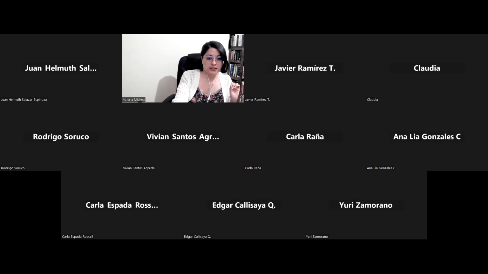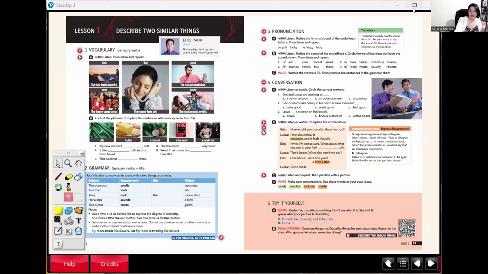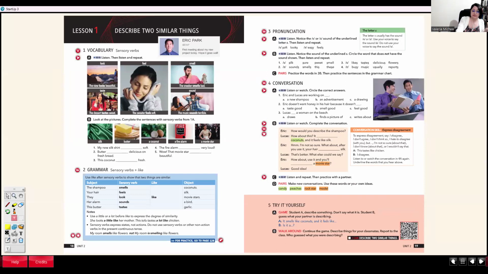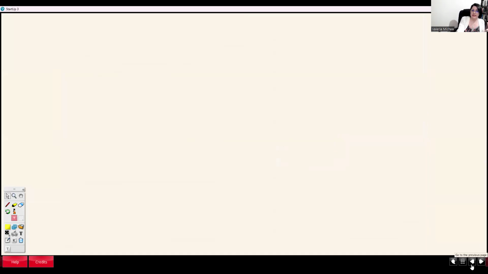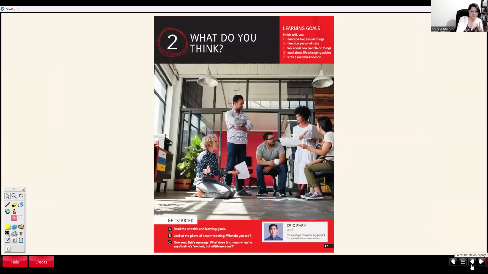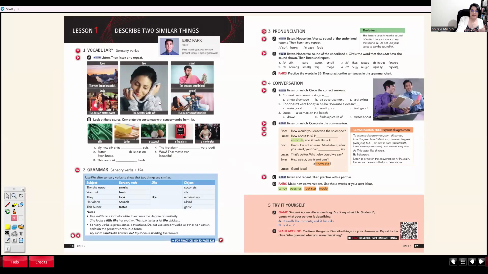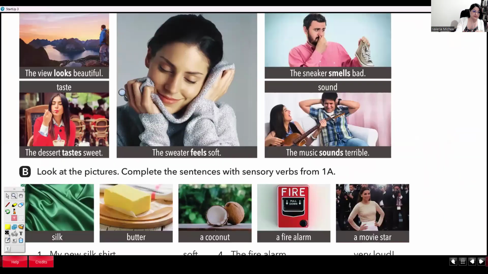So let me start sharing my screen. Let me make it bigger. And yeah, as you may remember, last class we started with Unit 2. And in Unit 2, you are supposed to improve your describing skills. So first of all, we started this describing unit with the sensory verbs. What are the sensory verbs? The verbs that are related to the senses. Okay, so we are going to review the vocabulary first, and let's go there.